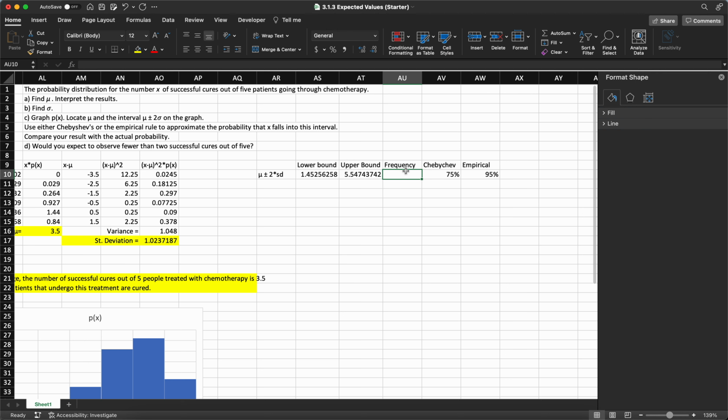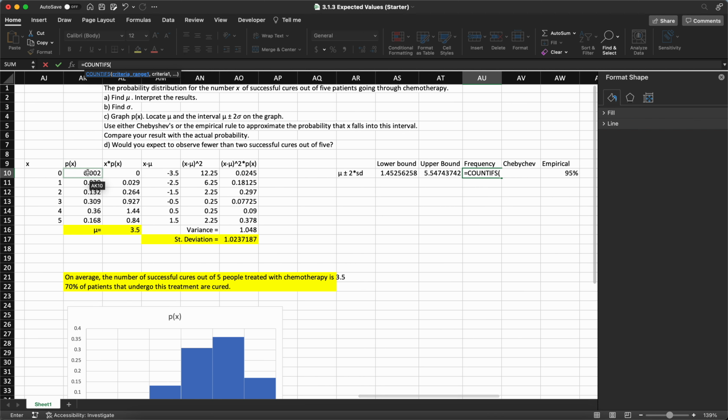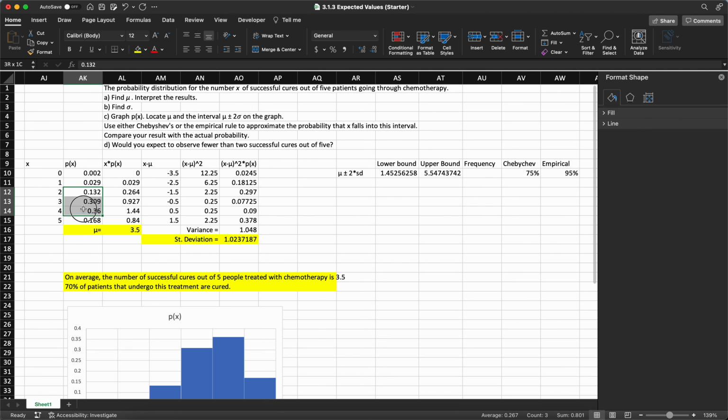So I want to know, okay, well, what does this actually come out to be? I'm just going to look, because this is grouped data, so I can't use a COUNTIF. So we're just going to count them up. We know that 1.45 is less than 2. So I really just need to sum up the values in these categories right here. So 2 standard deviations away starts at 2 because 1.4 is between 1 and 2. So I can start at 2 and go all the way up to 5 because the upper bound is 5.547. And so I just need to sum up these probabilities.